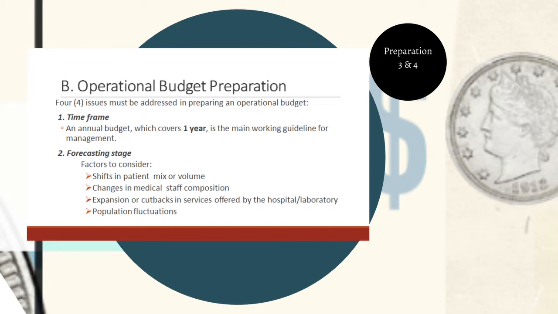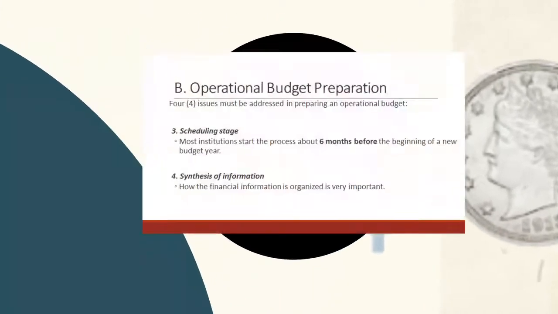Scheduling stage, where most institutions start the process about 6 months before the beginning of a new budget year. And the last factor is synthesis of information. This tells how the financial information is organized and is very important in budget preparation.